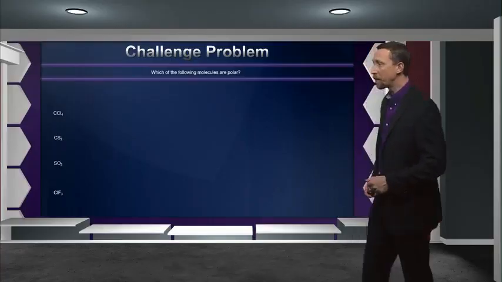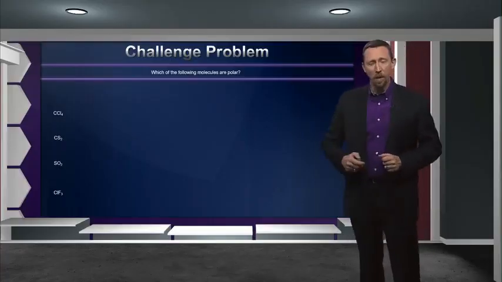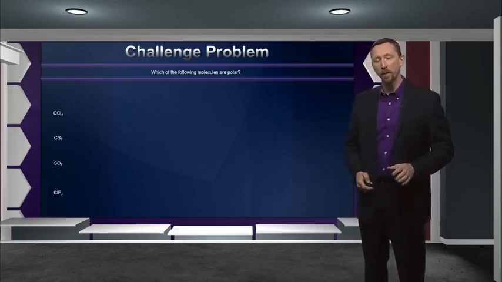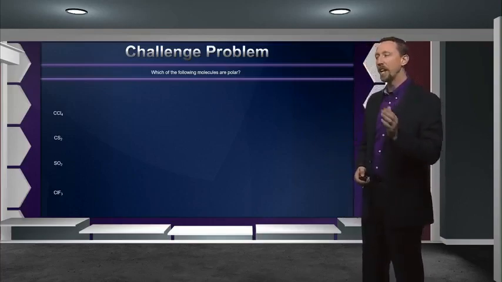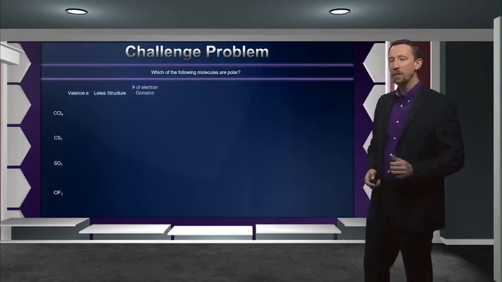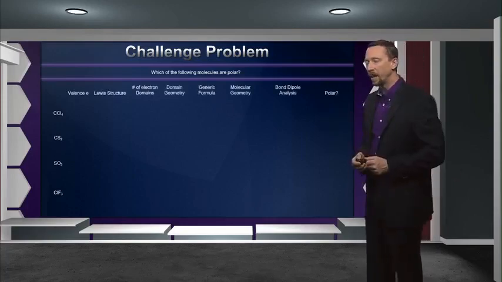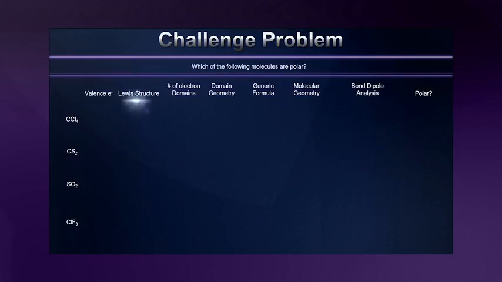Okay, ready? Here we go. Now remember, asking if a molecule is polar is a deceptively short-worded question. It requires us to figure out a number of things in progression as we go. Specifically, we've got to go through all of these steps to get there. We've got to first figure out the Lewis structure, which requires that we count valence electrons. From there, we can use the number of electron domains to get the domain geometry. From there, we can get our generic formula and molecular geometry, which will finally allow us to analyze how the dipoles within these molecules are arranged, just like we did with carbon dioxide and water, to finally answer the question, is this molecule polar? Let's start with CCl4.